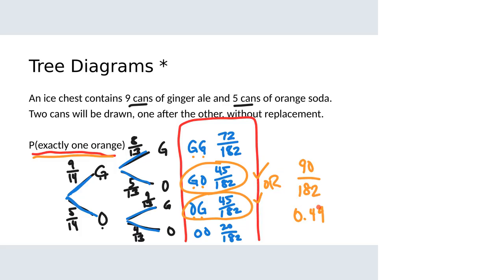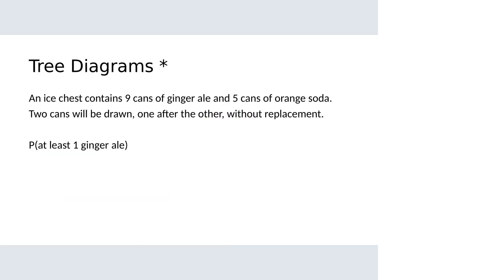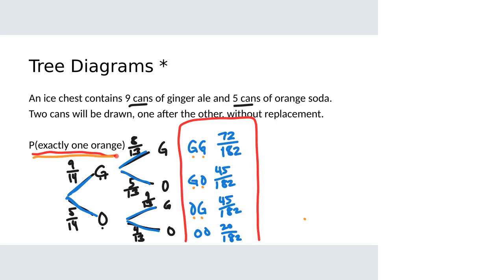So we're going to stay with this ginger ale orange soda question for a little bit. We already have our sample space though, so that'll make things much simpler. Here goes. Same exact situation. 9 cans of ginger ale, 5 cans of orange soda, 2 cans drawn one after the other without replacement. This time it's find the probability of at least one ginger ale. I'm going to go back to that other page and set up a poll for this one.